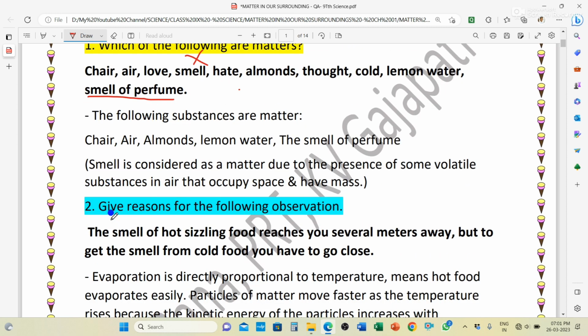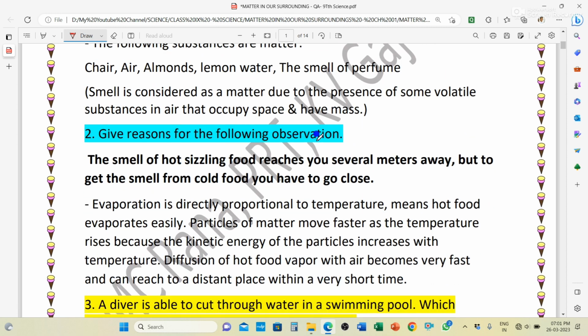Now question number 2, give reasons for the following observation. The smell of hot sizzling food reaches you several meters away, but to get the smell from cold food you have to go close. Answer to this question will be like this. Evaporation is directly proportional to temperature. That means if temperature increases, then rate of evaporation will also increase. Means hot food evaporates easily.